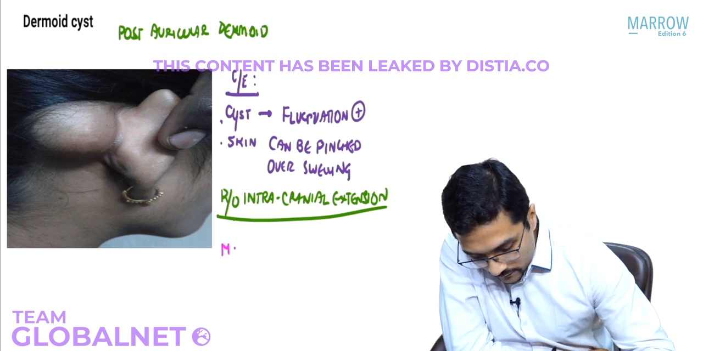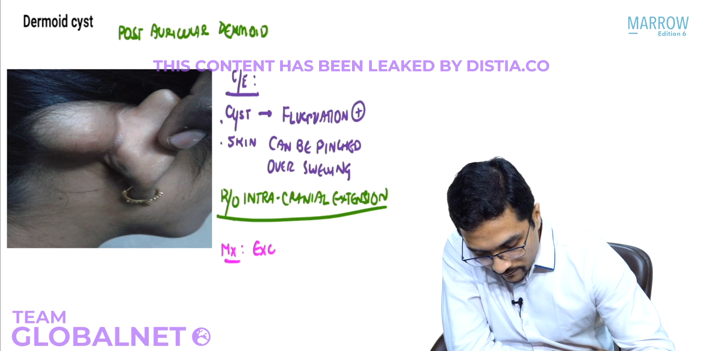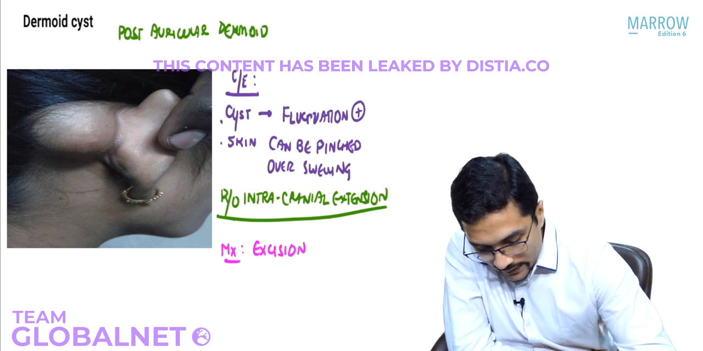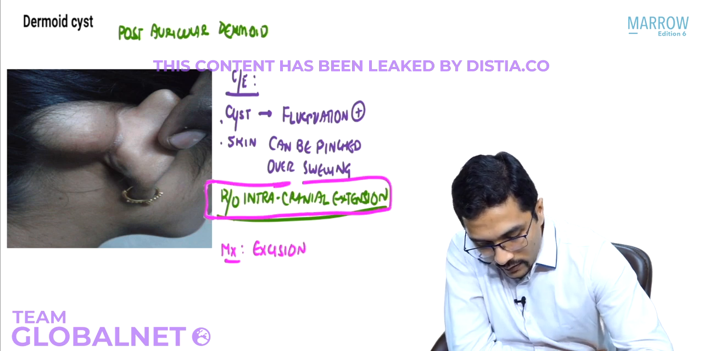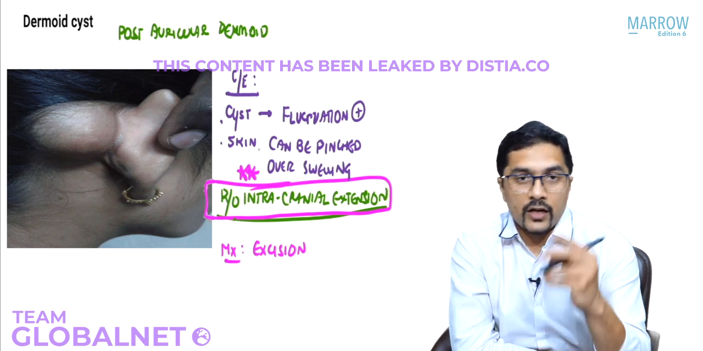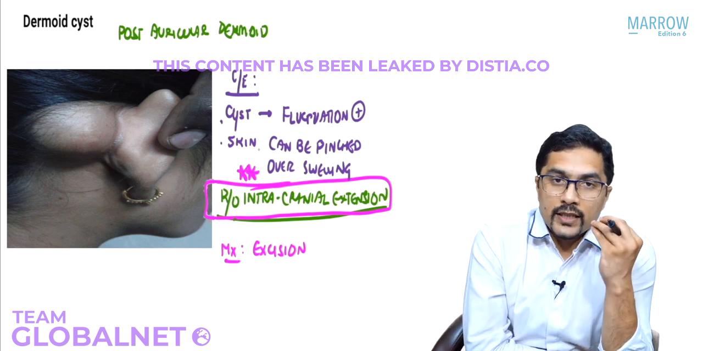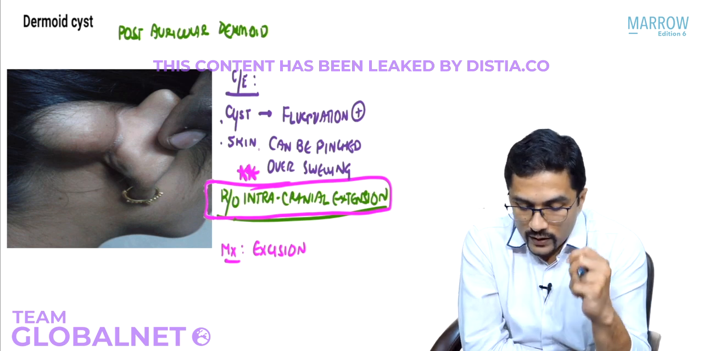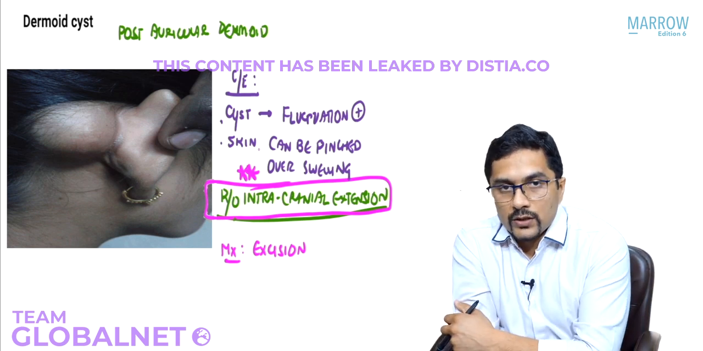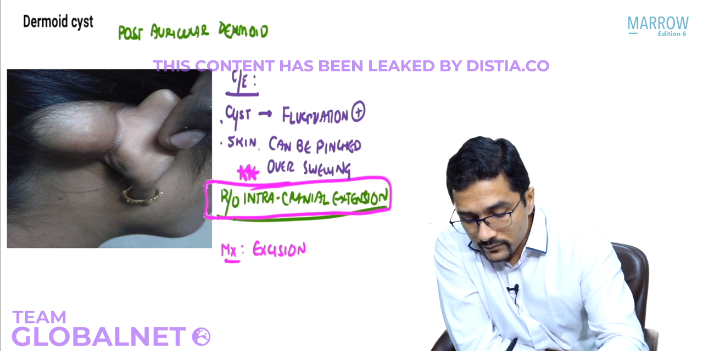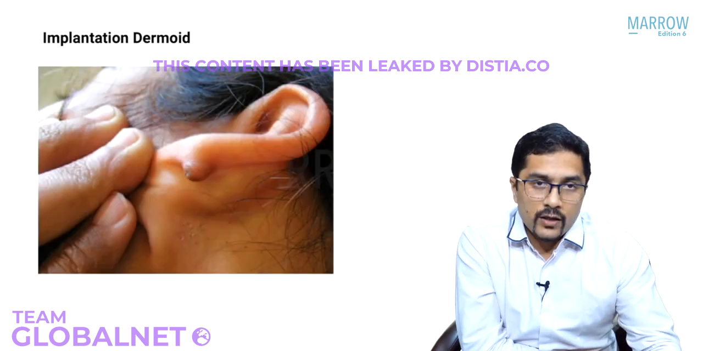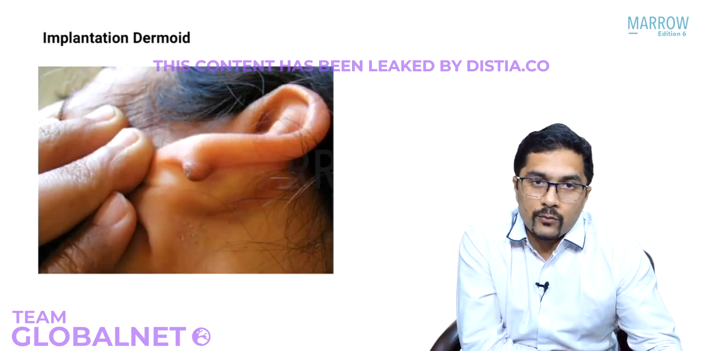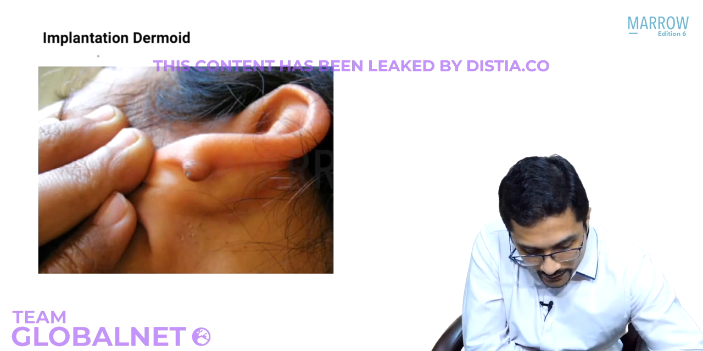The management of dermoid cyst is excision, but as I've told you, excision should only be done once you've ruled out an intracranial extension. So this is a very important question which is asked in the Viva. Without ruling out intracranial extension, never do surgery for a dermoid cyst. Another type of dermoid is an implantation dermoid. Implantation dermoid can develop after trauma.